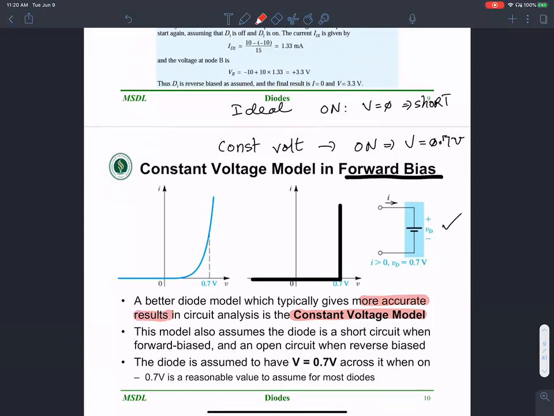The model assumes the diode is a short circuit when forward biased and an open circuit when reverse biased, with a voltage source in series. That part is not shown here, that's missing here. But the assumption is that when the diode is forward biased, it's not exactly a short circuit, but it's a battery. The diode is assumed to have 0.7 volts across it when it is on. And 0.7 volts is a reasonable value to assume for most diodes.